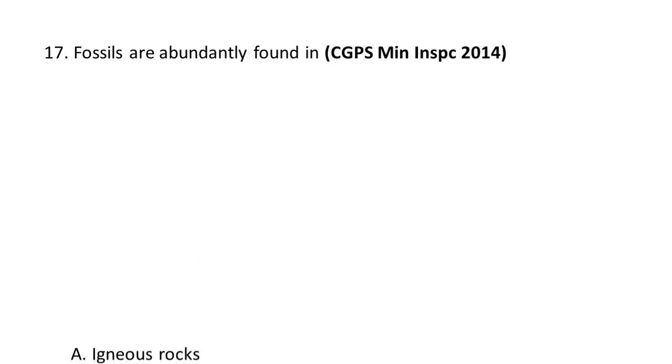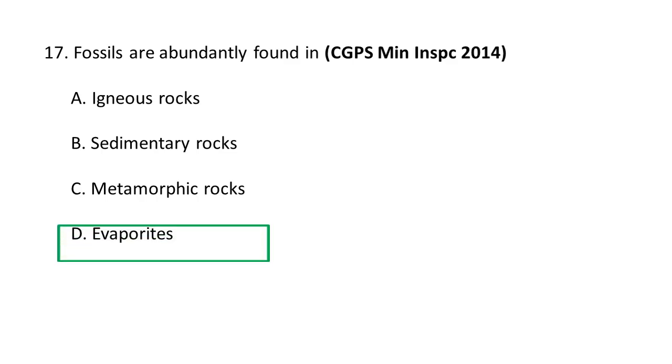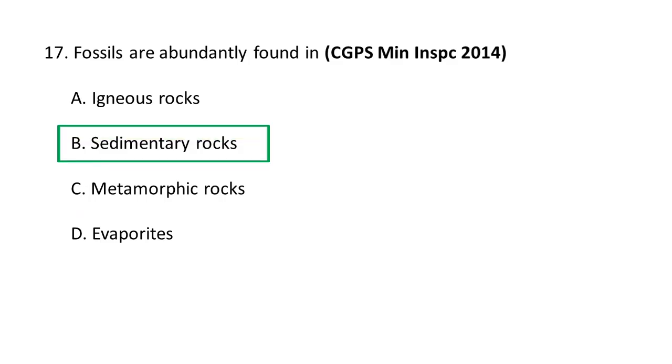Next question. Fossils are abundantly found in A. Igneous rocks, B. Sedimentary rocks, C. Metamorphic rocks, and D. Evaporites. So, it is also a very straightforward question. Fossils are abundantly found in the sedimentary rocks. B is the correct option.